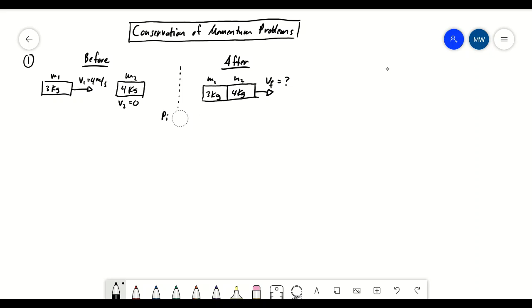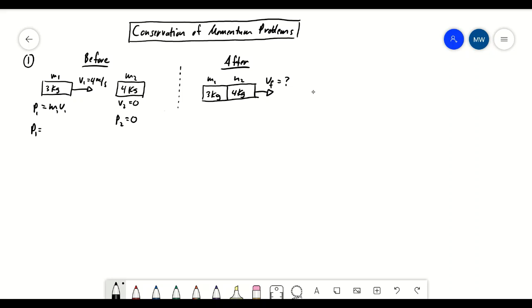Let me just get rid of this for now. If I look over here on the before side, the nice thing is that we have kind of a gift. Mass 2 is not moving, and so that means it doesn't have any momentum. Does mass 1 have momentum? It does. It has mass and it's moving, so I can find momentum for this first object. I'm going to do the calculation right under each of the objects to keep everything nice and neat. For this one I don't need any calculation because I know that it's not moving, so it doesn't have any momentum. So let's find momentum for the first beanbag.